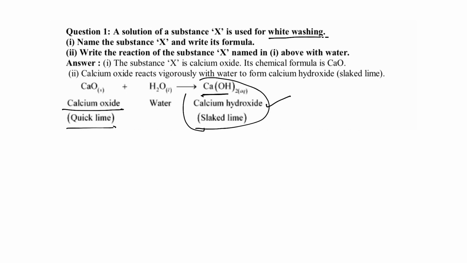And this equation is an example of a combination reaction. Here you can see two reactants combined together to form a single product. So this reaction is an example of a combination reaction, and during this reaction heat energy is released. So this reaction is also an example of an exothermic reaction. That point also you keep in mind.